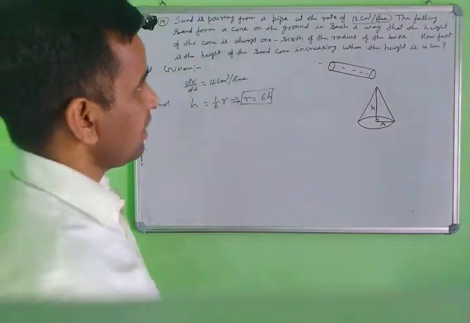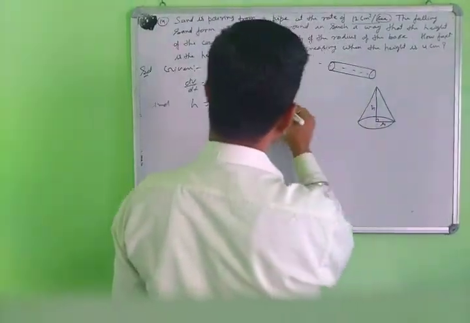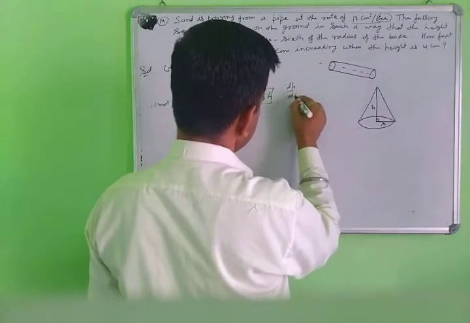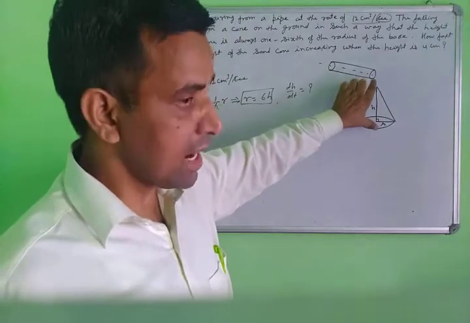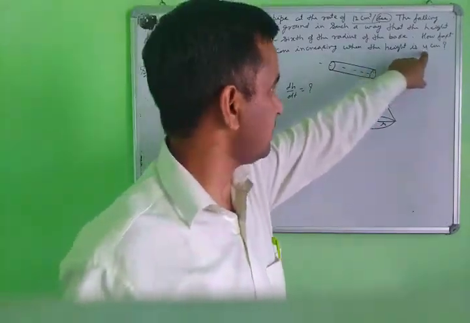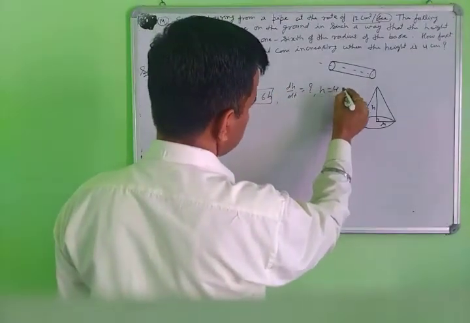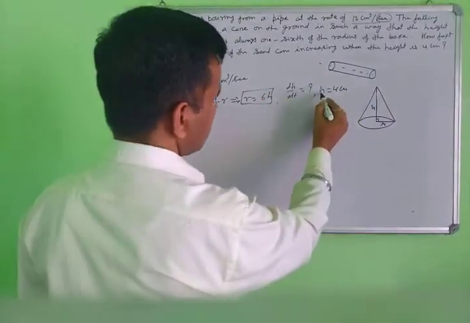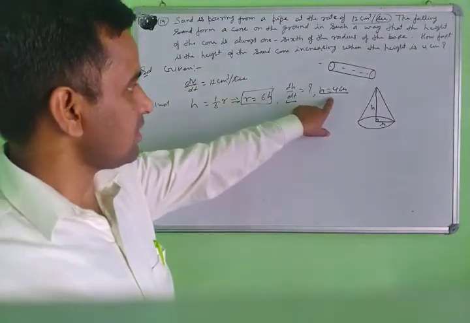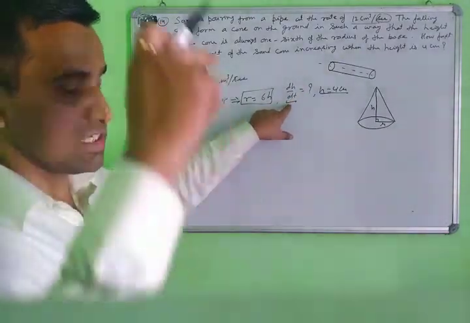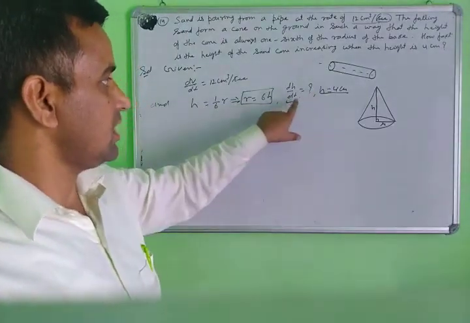Next, what you have to find: how fast the height of the sand cone is increasing, which means you will find dh over dt, when the height of the sand is 4 centimeters. Also given is h equal to 4 centimeters. When h equals 4 centimeters, at what rate is the height increasing? Then you will find this.